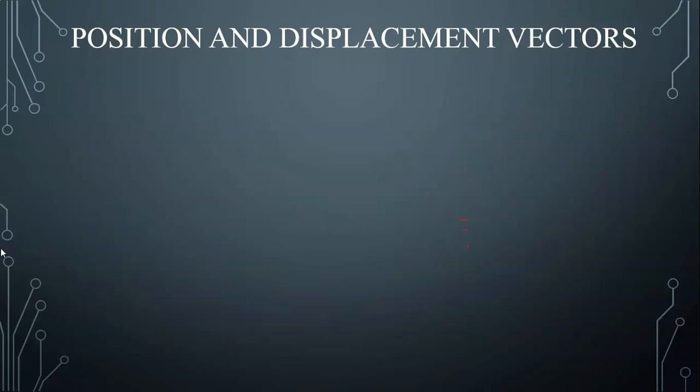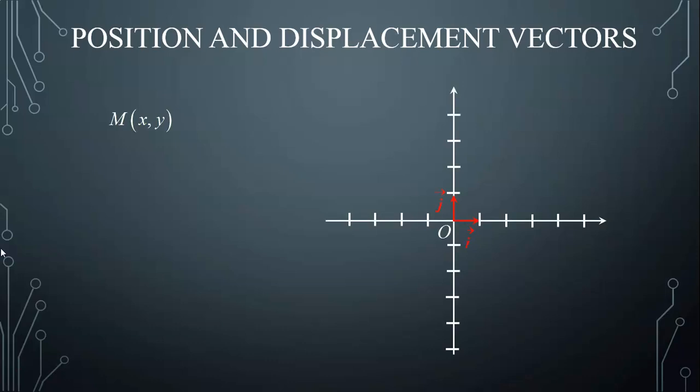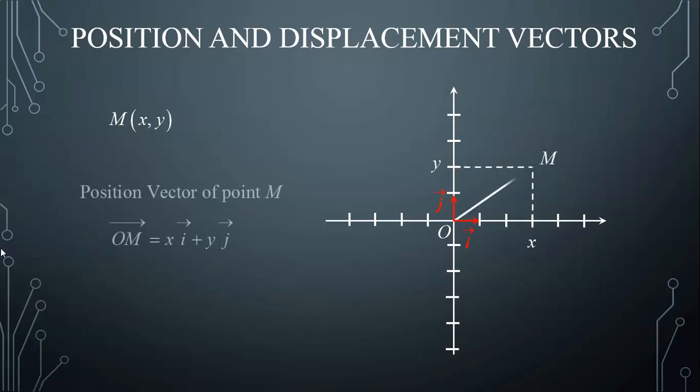To generalize, if I'm given a point M of coordinates x and y, then on the coordinate system, pointing out x on the horizontal axis and y on the vertical axis, and plotting point M, would define the position vector of point M as vector OM equals x times i plus y times j.